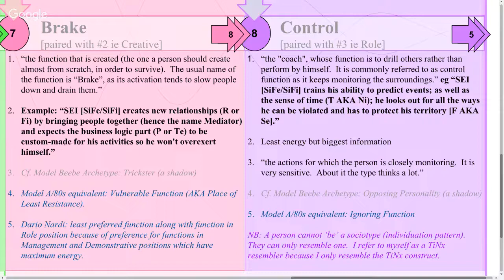Model B archetype, trickster, a shadow. Yes, a shadow function. Model 8 is equivalent, vulnerable function, aka place of least resistance, Dario Nardi. So he agreed about this one. Least preferred function along with function in role position, because the preference for functions in management and demonstrative positions which have maximum energy. Right.